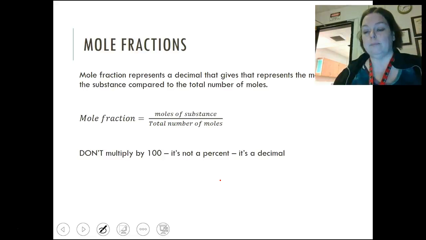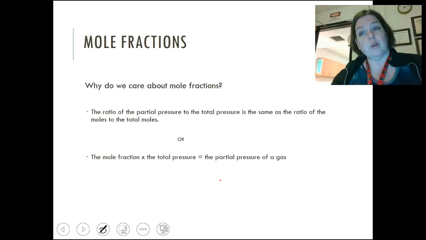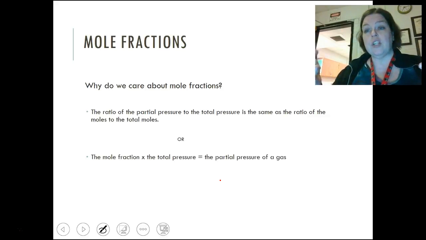All right, so why do we care about mole fraction? Well, then we can find the partial pressures of each thing. If we know the total pressure, they are the same ratios as the number of moles. So if we know the total number of moles and the total pressure, then we can find the mole fractions and find the partial pressures of each.